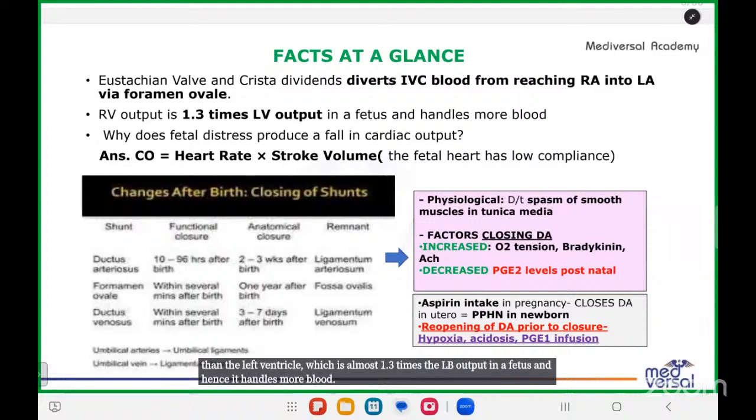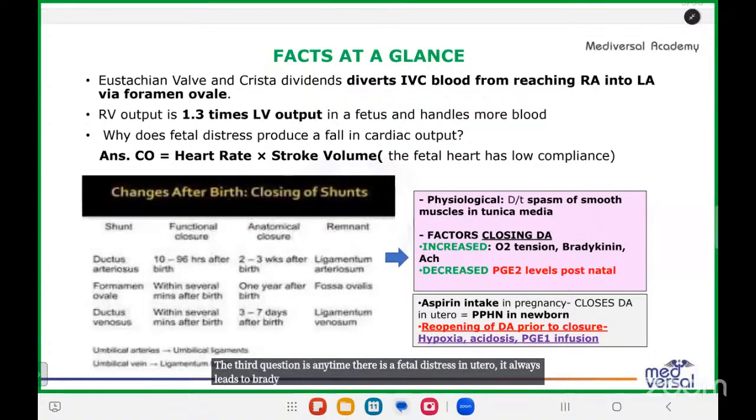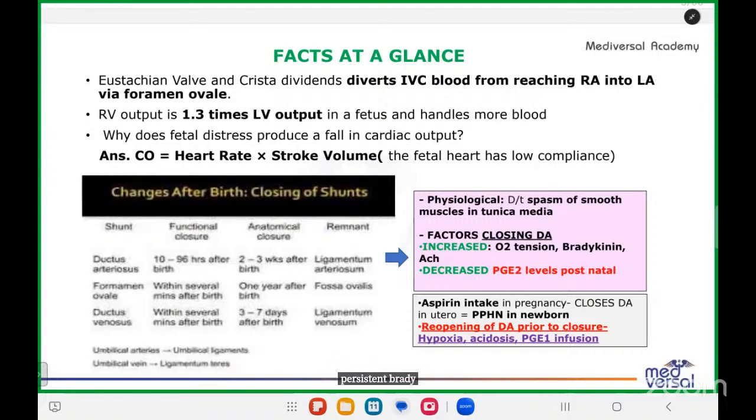The third question is, anytime there is a fetal distress in utero, it always leads to bradycardia. That is exactly the basis of a certain test, which is called a non-stress test. All the gynecologists who are on this platform, if there's anyone, will always say this: if there is a persistent bradycardia of the fetus during in utero monitoring, it always is an ominous sign.